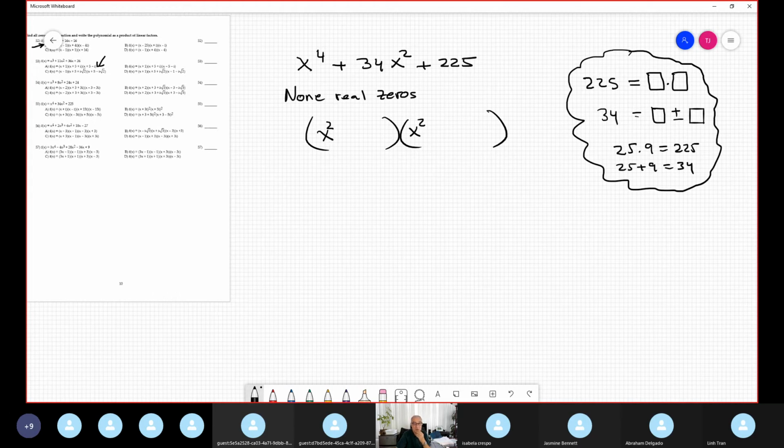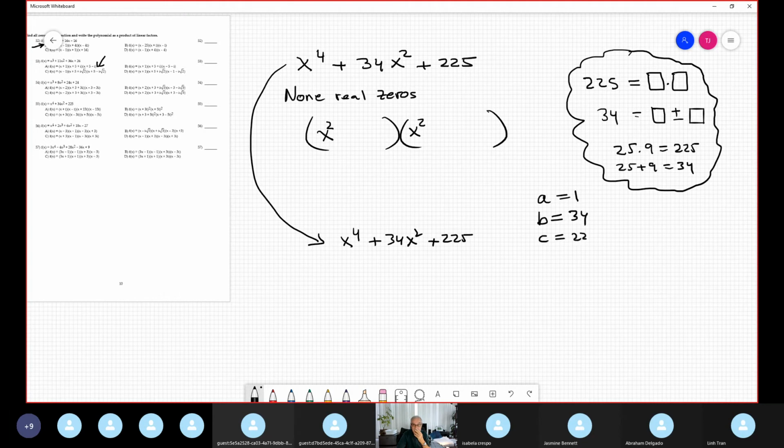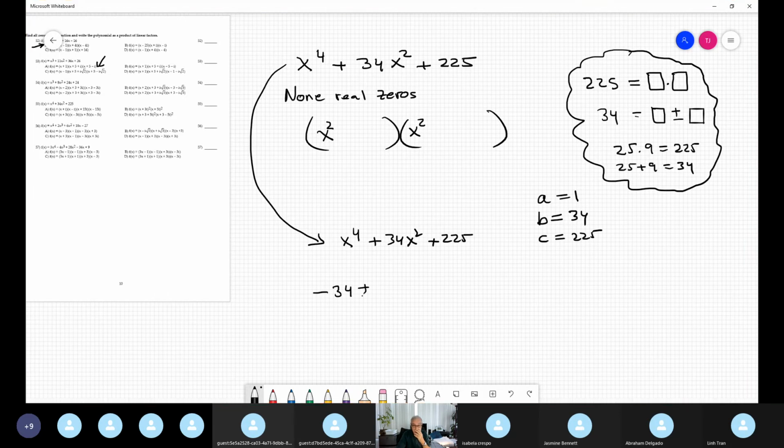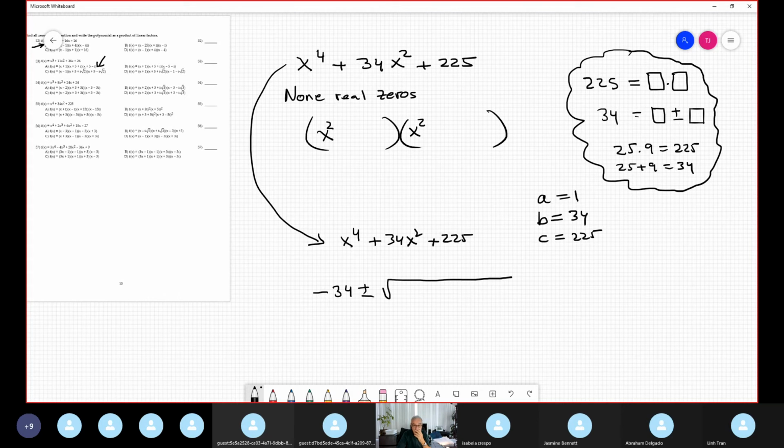Well, so you consider this like a quadratic, x squared plus 34x plus 225. And you see that A is 1, B is 34, and C is 225. And you try the quadratic formula: negative 34 plus or minus the square root of 34 squared minus 4 times 1 times 225, and everything divided by 2.